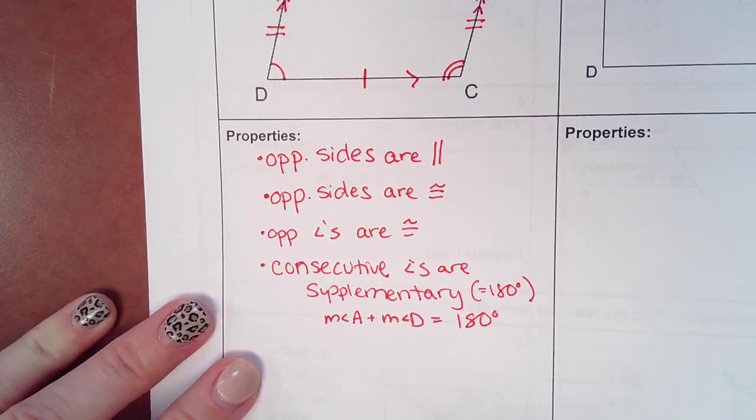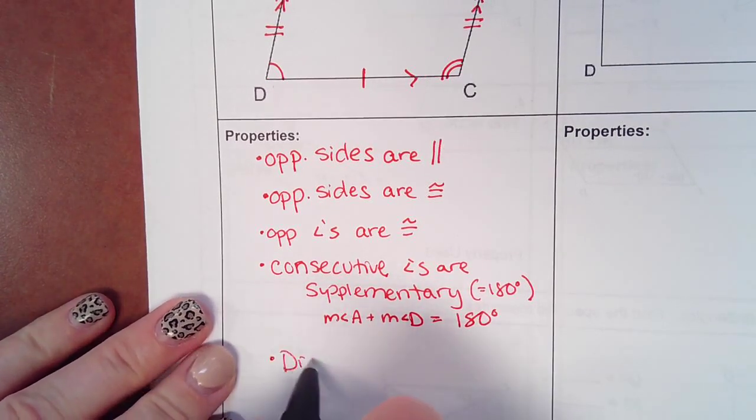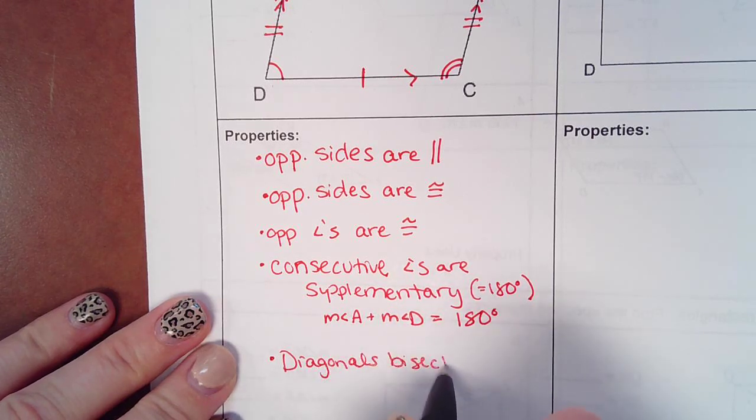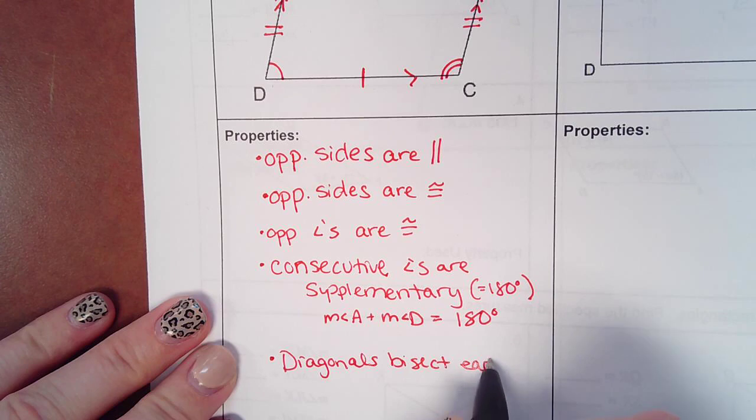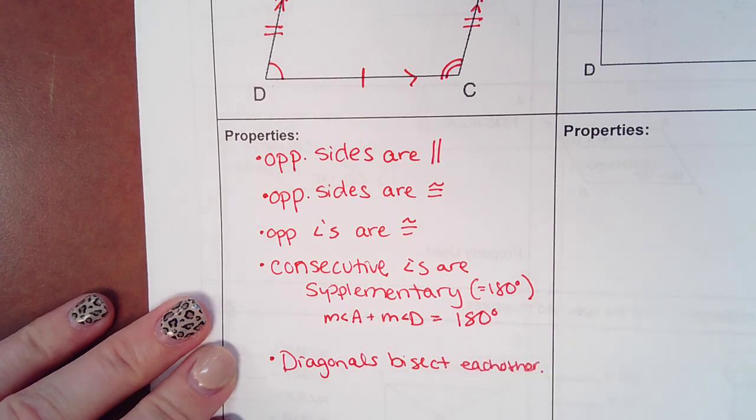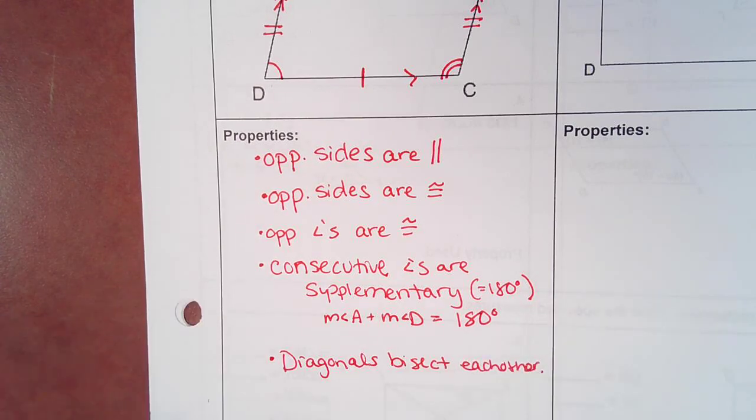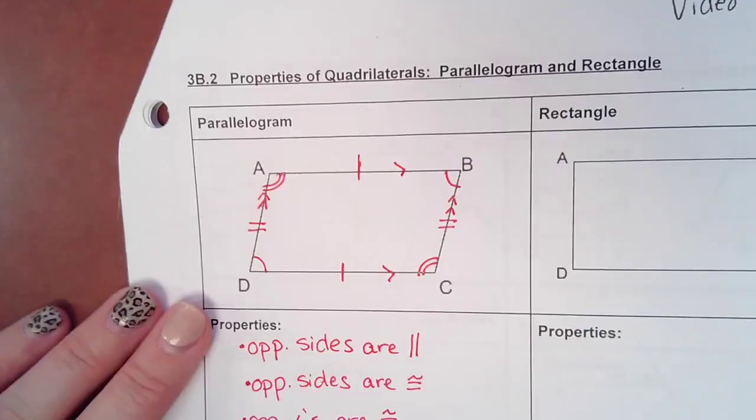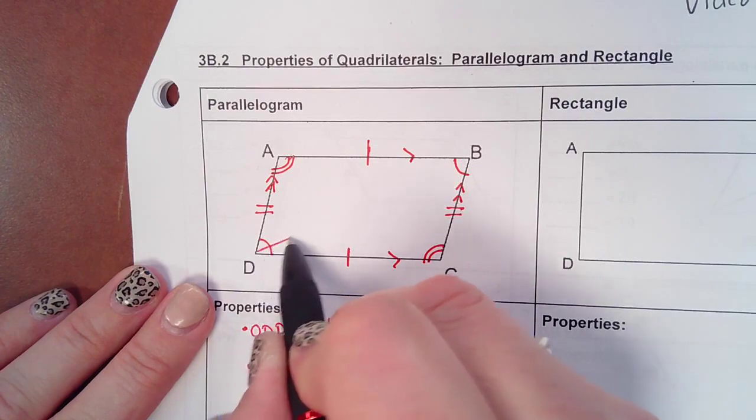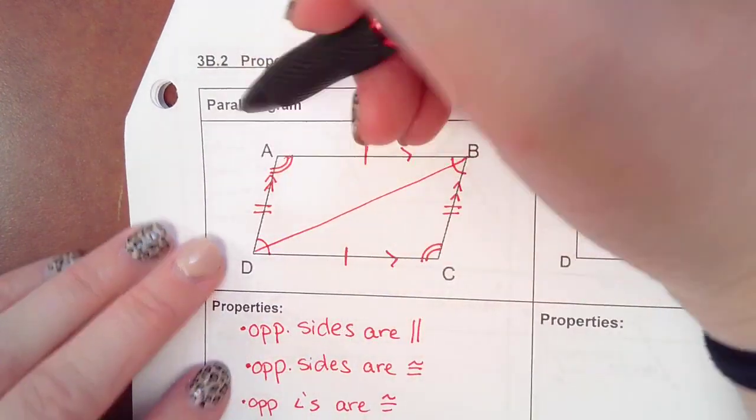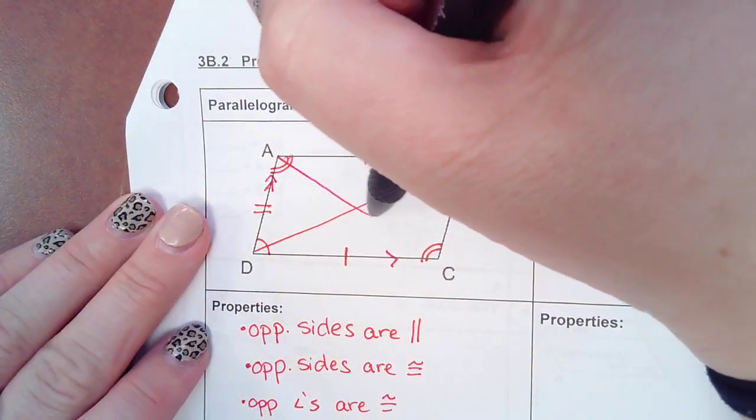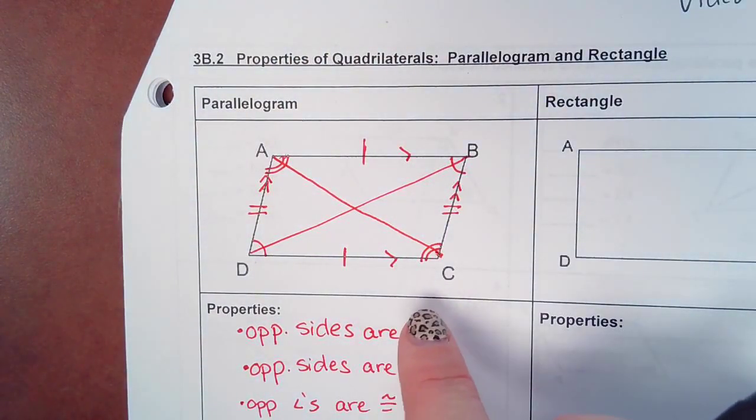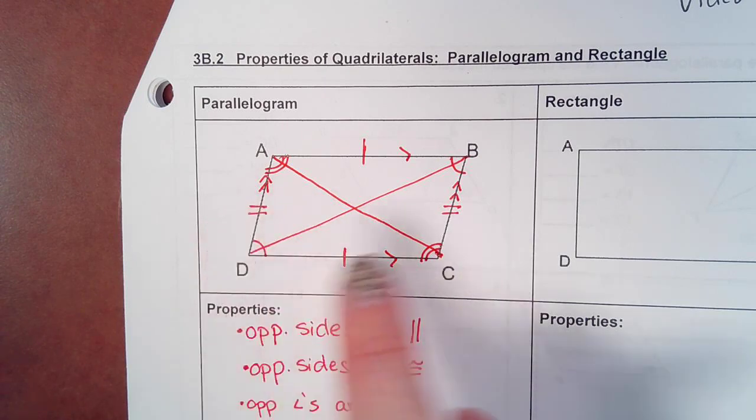Okay, and the last piece is that the diagonals bisect each other. So bisect means they cut each other in half. So if I drew a diagonal from D to B and A to C, should go into the corner. Okay, it does not mean that these diagonals are the same length.